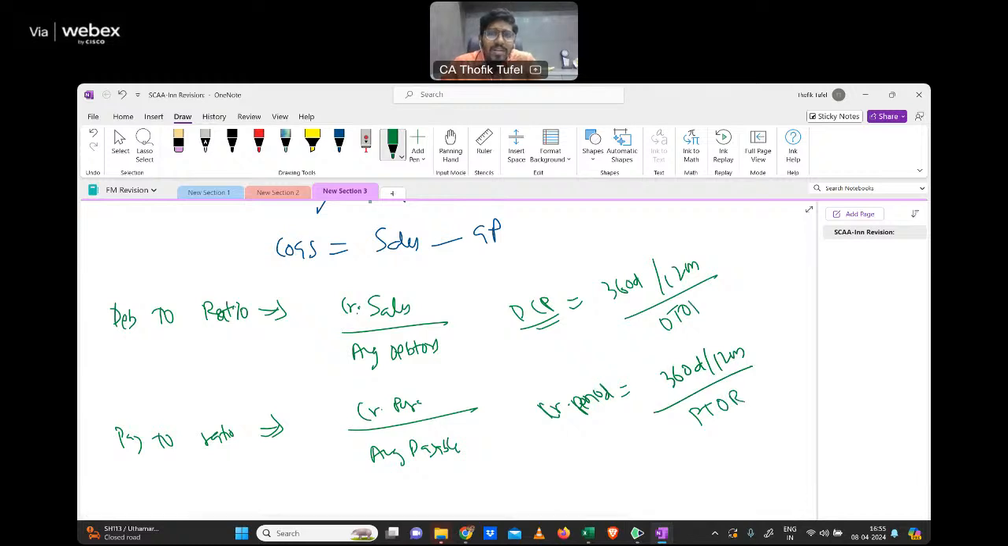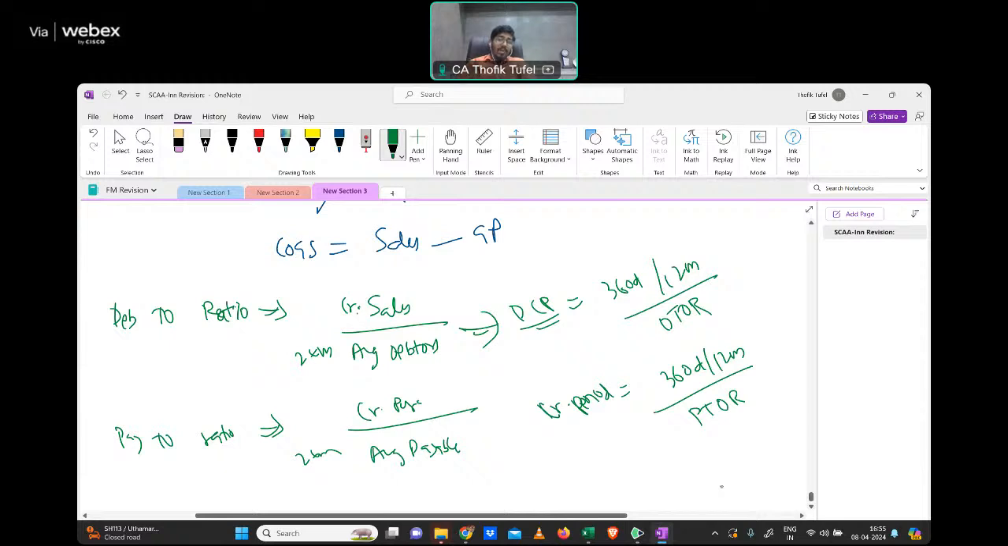Okay, payables turnover ratio, debtors turnover ratio. Suppose the collection period is given, then it is 360 days or 12 months divided by the turnover ratio. What does that mean? My turnover ratio is 2 times. Which means for every 1 rupee I'm investing in debtors, I'm able to generate 2 times of my sales.